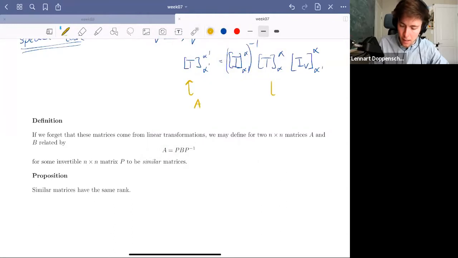So this would be A, this would be the base matrix B, and then we can sandwich it with P and P inverse on the left and right hand side. So whenever there are two matrices A and B such that they're equal, when one of them is conjugated, so we multiply to the left with P, the right with P inverse, then we call them similar.